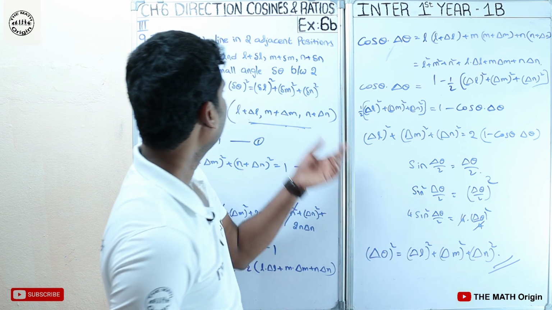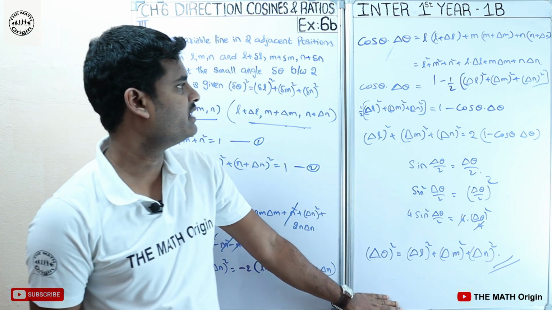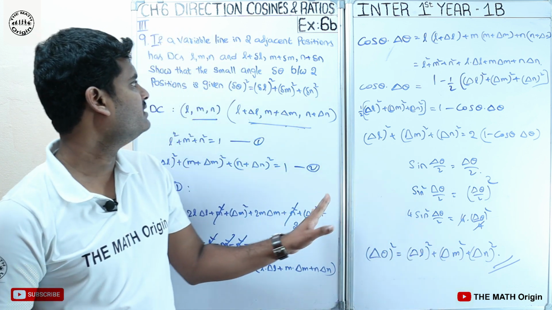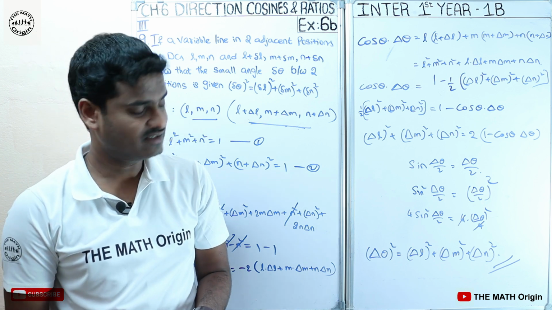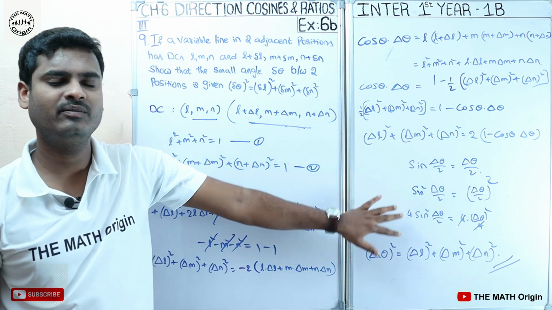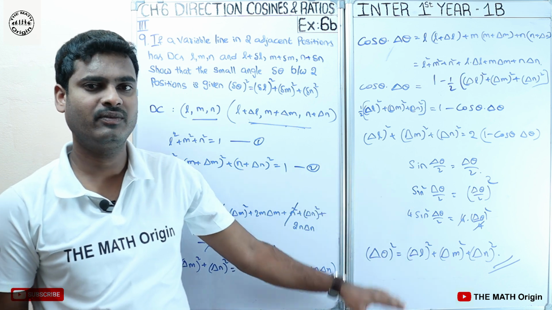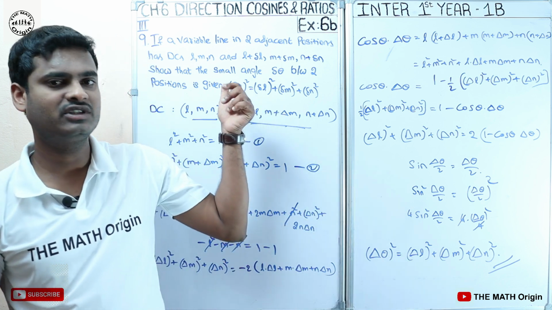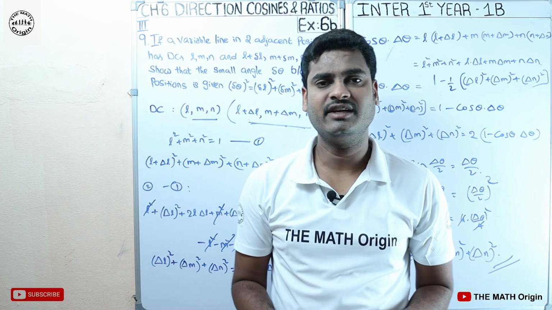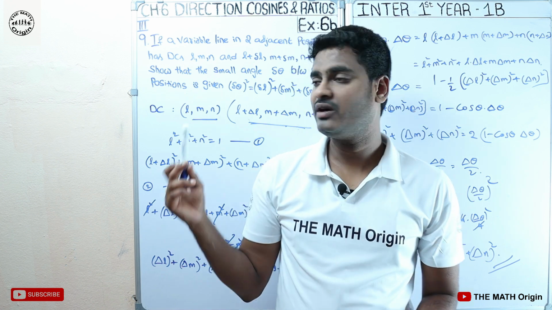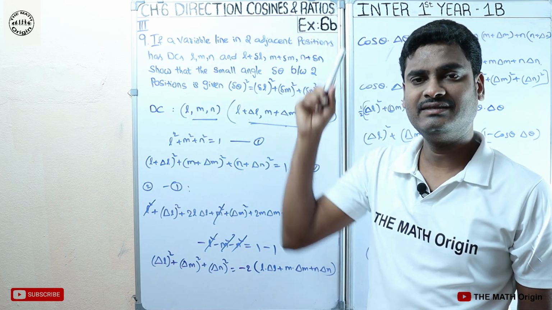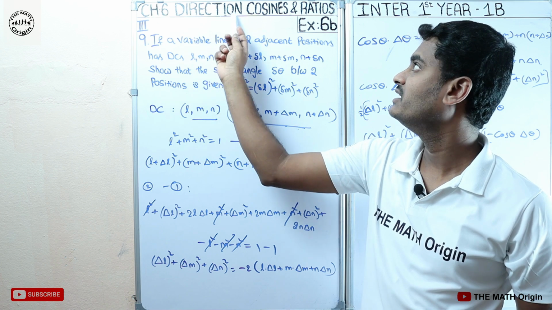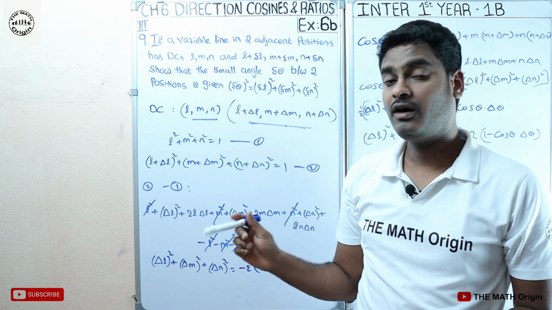See here, this has been proved. This is quite a theoretical process, but it is quite simple once we go through each step by step. So the 9th question from the 3rd section has been completed. So we have completed our exercise 6b from chapter 6, direction cosines and ratios, all problems.